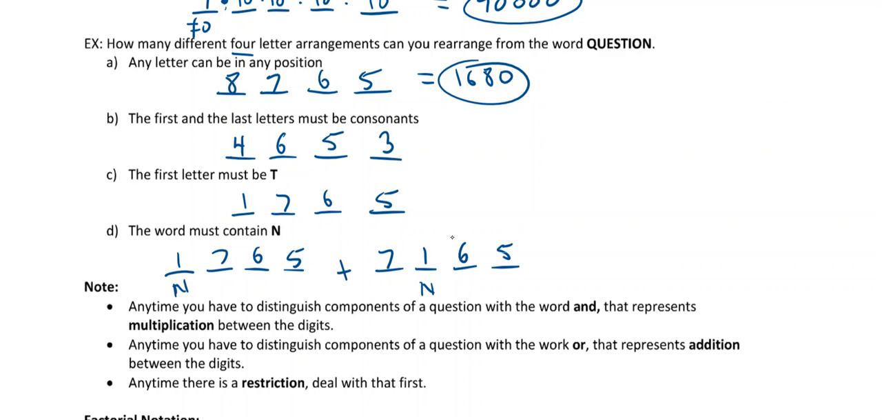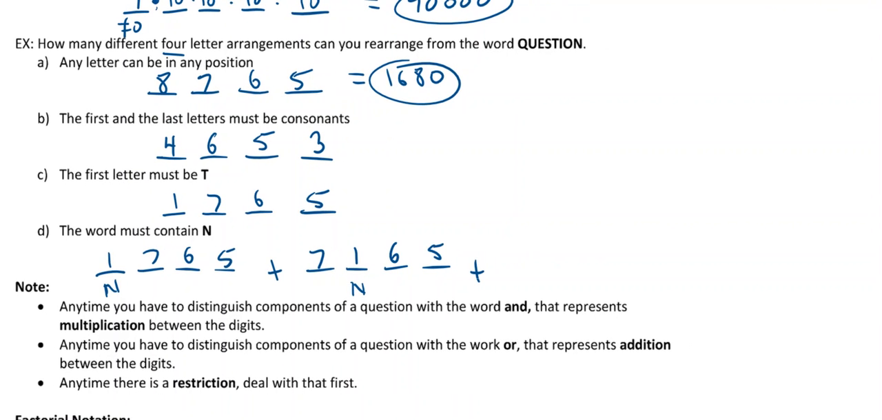7, 6, 5, and then in the second spot you'd have, well, the same thing, right? You're probably seeing where I'm going here, but blanks, and N has to be in the third spot, so then there'd be 7, 6, 5. There was 1 way for that to happen, and then it could be at the end. So N is at the end, 1 way, and then 7, 6, and 5.